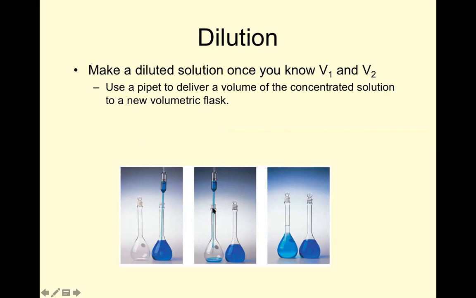So you usually take a pipette like this one to deliver a certain volume of your stock or concentrated solution to a clean flask. Then you're going to add your solvent, which is usually water, to the line on the neck of the new flask, which is that right there. So you add your solute first, and then you fill to the line with water.